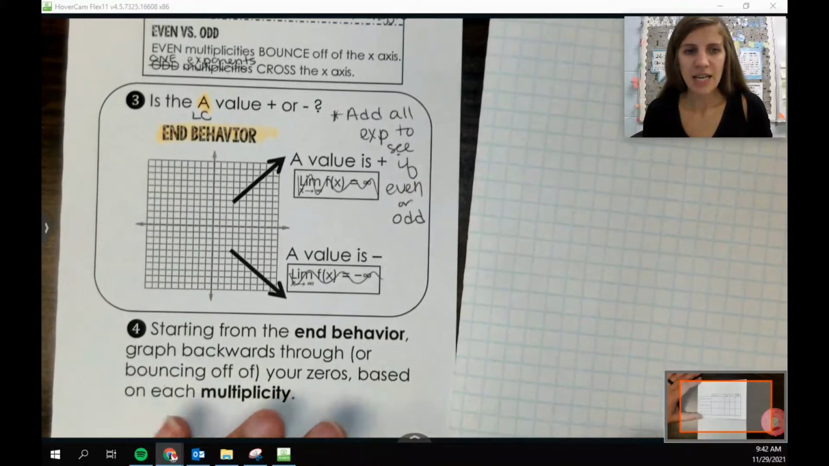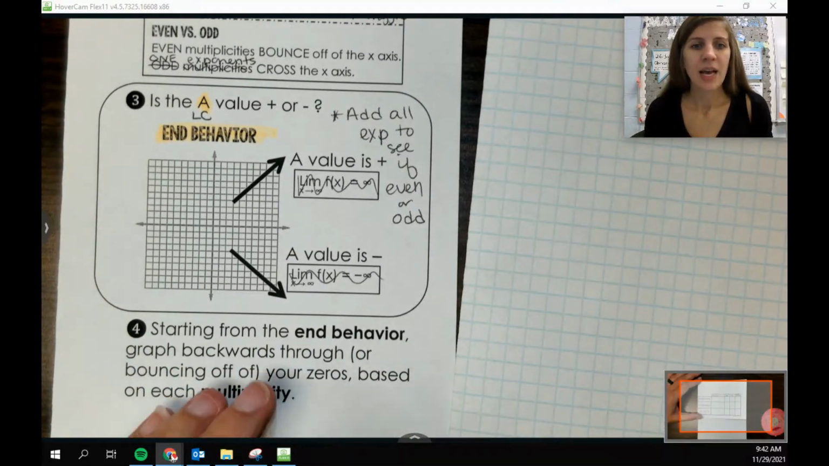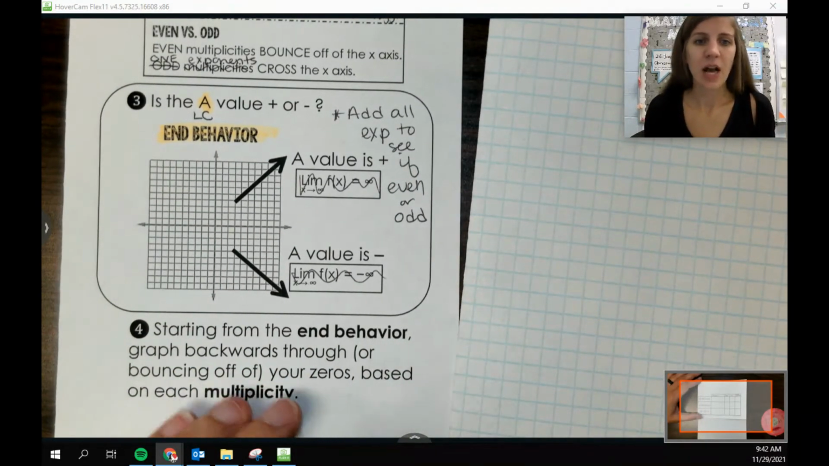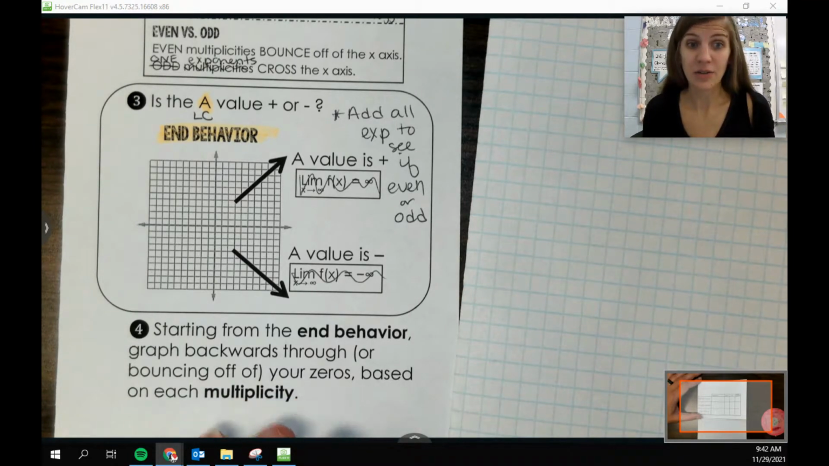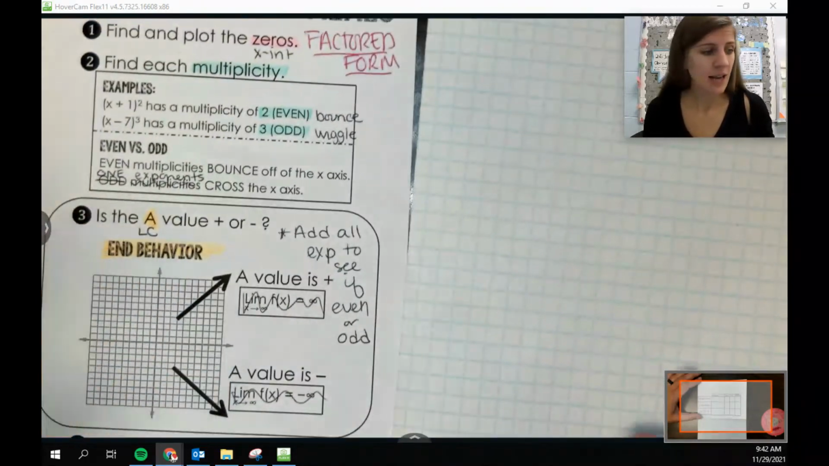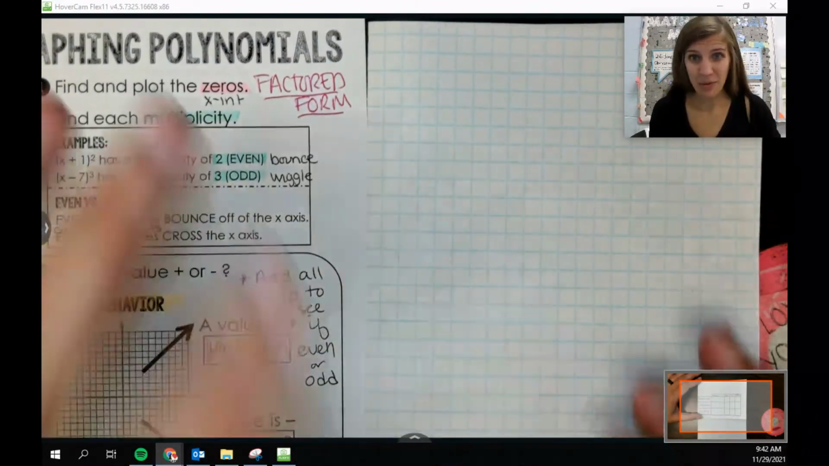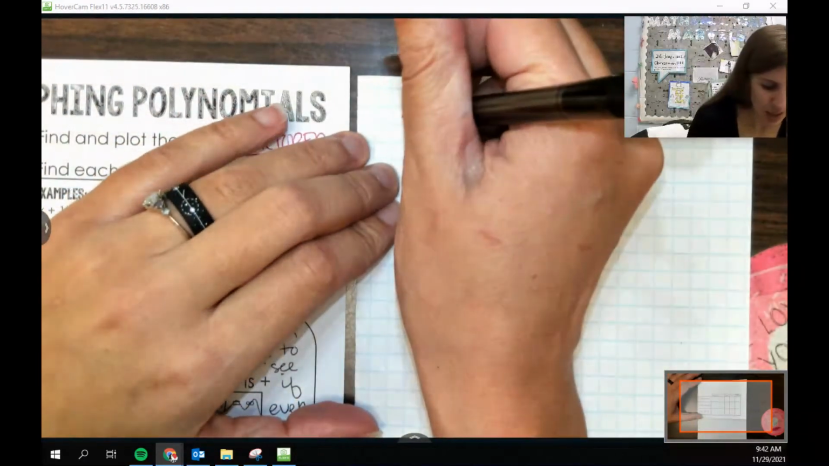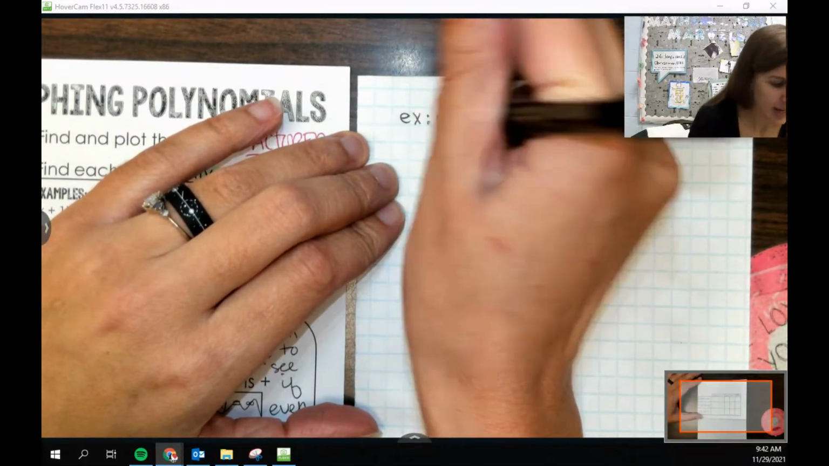And then kind of the last thing, you want to start from your end behavior and graph backwards through or bouncing off your zeros or your x-intercepts based on your multiplicities. Now again, we talked about all this stuff on the last page too, so I'm going to kind of be referring to that as we graph some of these. So let's just dive right in.